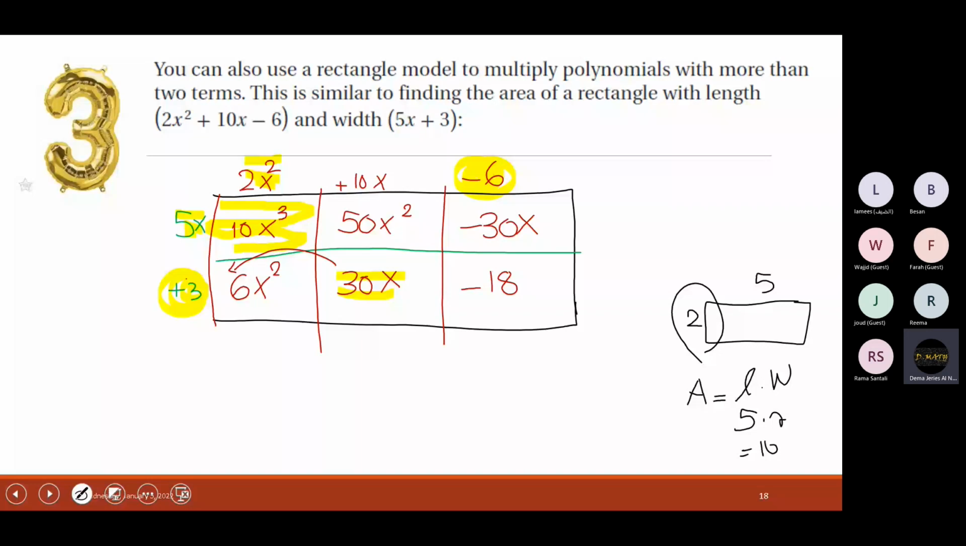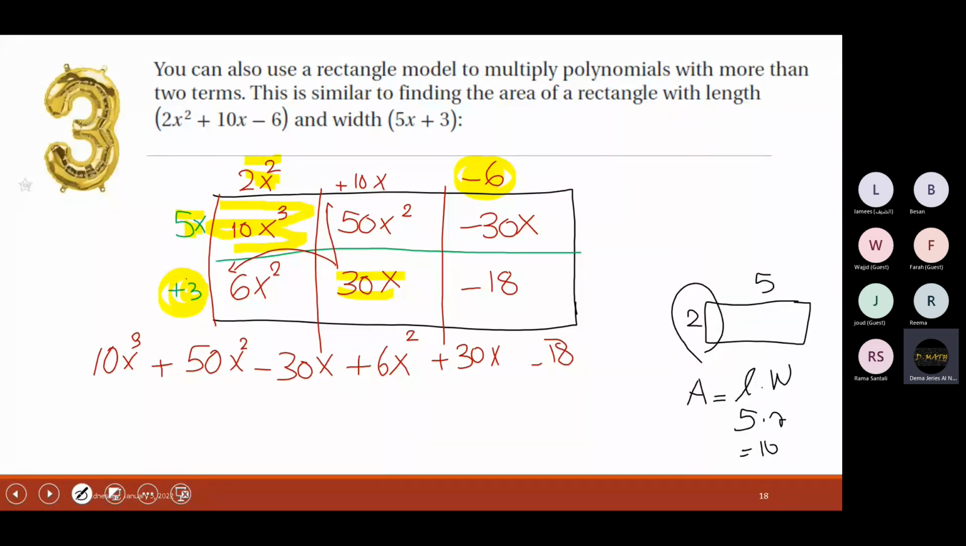Then after I finish, I will combine the like terms together. What do we have here? We have 10x cubed, so I will write 10x cubed plus 50x squared minus 30x plus 6x squared plus 30x minus 18. If there's no sign before the 10x cubed or 50x squared, it means they are positive.